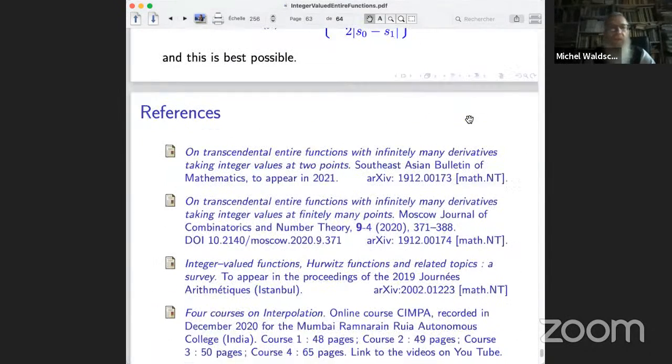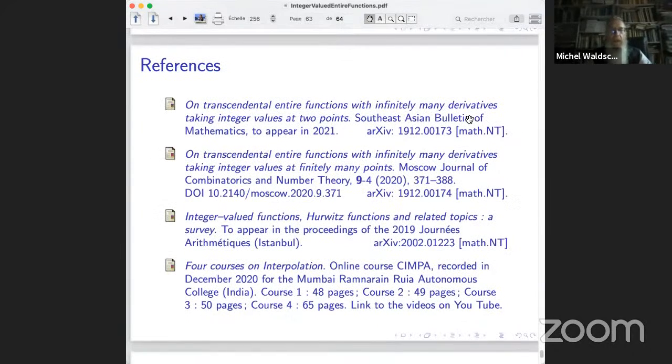Okay, I promised to give you some references. I have 4 references. The first 2 are research papers. The first one is to appear in the Southeast Asian Bulletin of Mathematics. The second one has already been published. The first one is for 2 points. The second one is for finitely many points. I wrote the first paper before the second one, but it is not yet published, and the second one is published. The Moscow people were very fast.